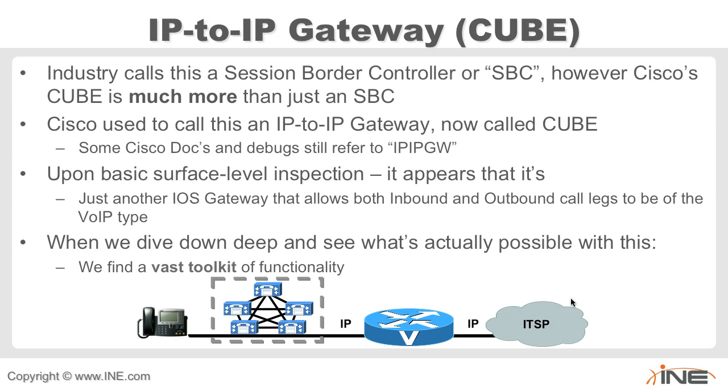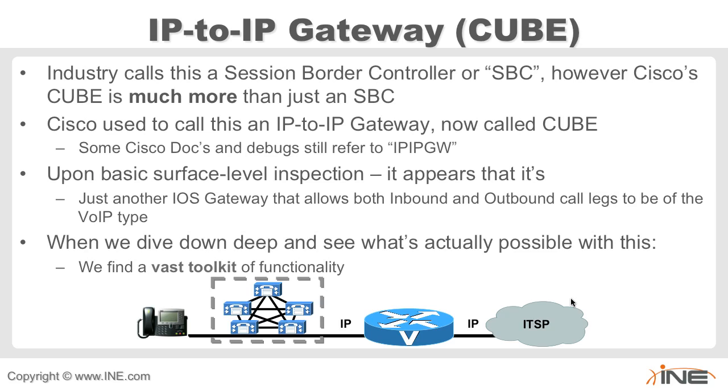Looking at what is an IP to IP gateway, the industry calls this a session border controller, or SBC. Cisco calls it a CUBE, or Cisco Unified Border Element. They used to call it an IP to IP gateway. Cisco's CUBE is much more than an industry standard SBC. So some Cisco docs, by the way, and debugs actually still refer to this as IP/IP-GW.